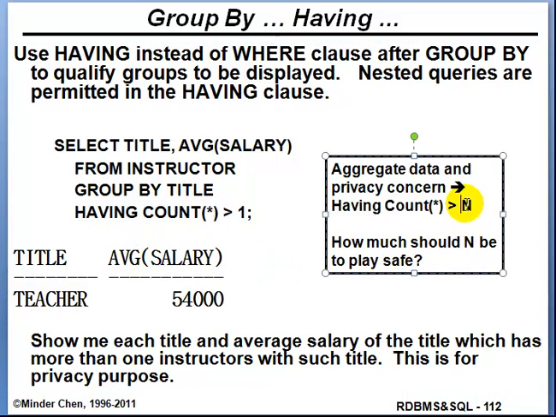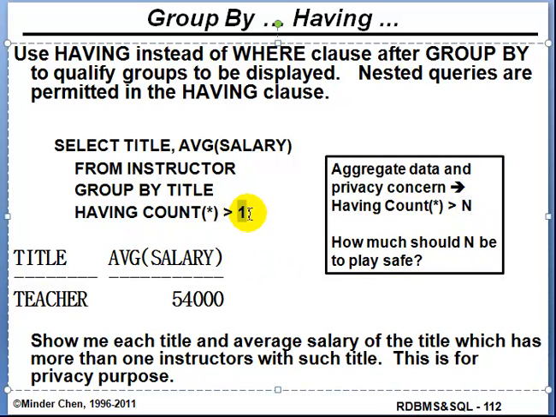So you probably want the n over here, instead of 1, to be at least 2 to protect the privacy. In some cases, people may even increase the n to larger than 2.